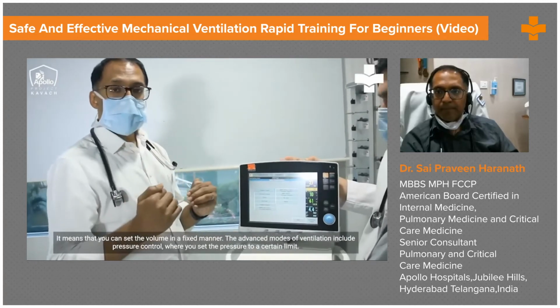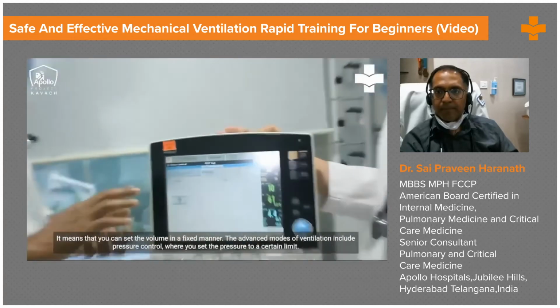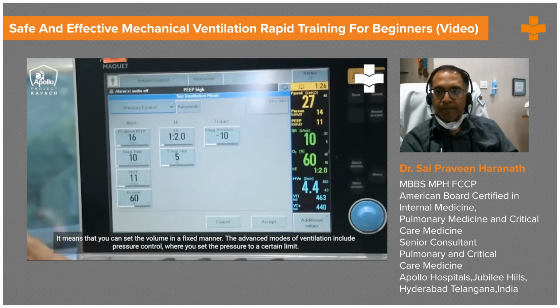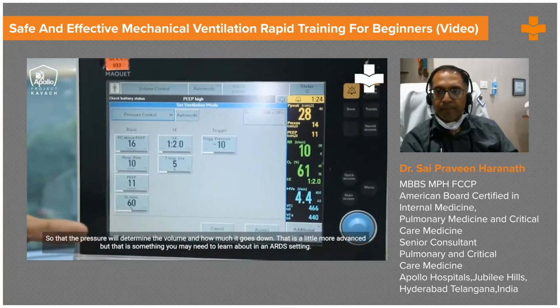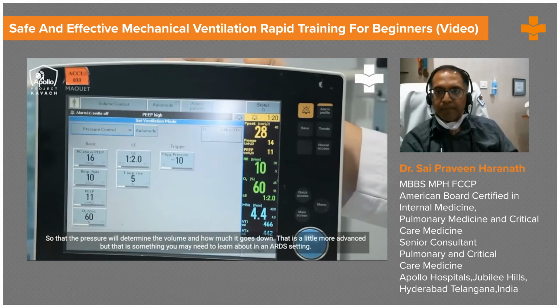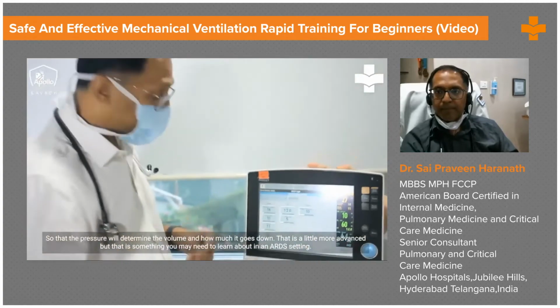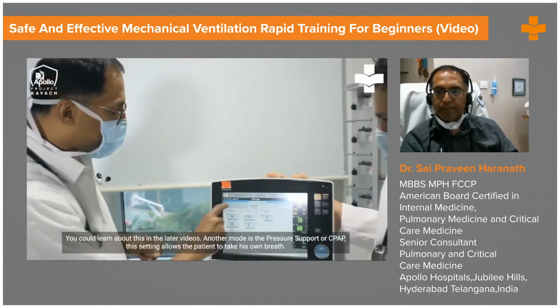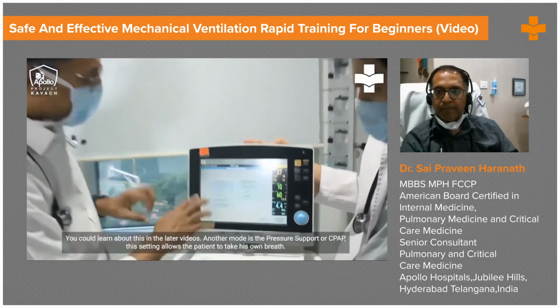There are advanced modes of ventilation which include pressure control, where you set the pressure to a certain limit so that the pressure will determine how much volume comes down. That's a little more advanced, but it's something you may need to learn about in an ARDS setting. You can learn about it later in the time that you're given to look at the other videos.